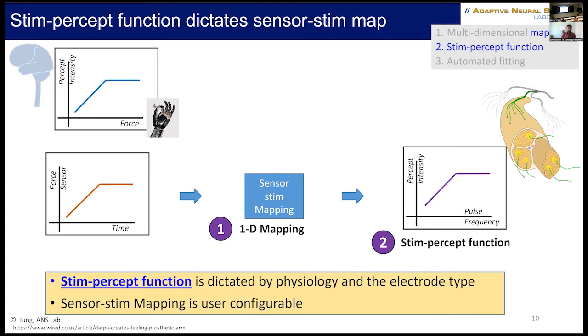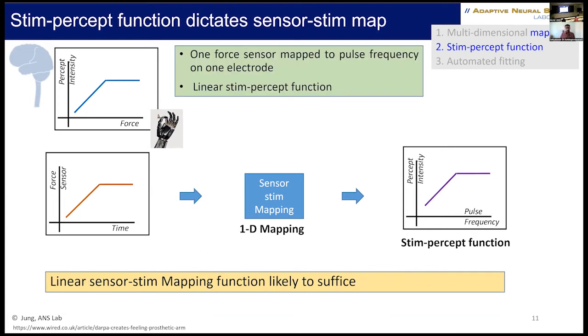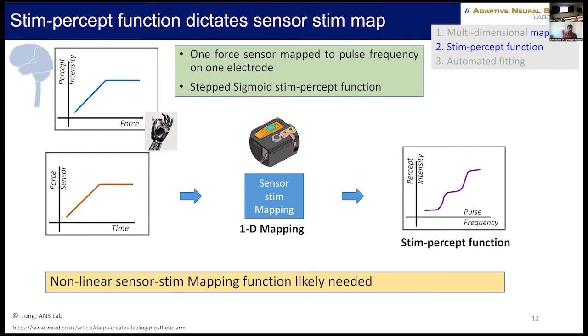it's a programmable processor outside. Now, in a simple case, when you have one sensor on the prosthesis, such as a force sensor, that is mapped to one stimulation parameter on one electrode, if the stim percept function is a linear function, then a linear sensor stim mapping function should be sufficient to elicit the desired percept intensity for a given force signal. On the other hand, if your stim percept function is a step sigmoid, then a linear function might not be optimal. You may need a nonlinear function for the sensor stim mapping to elicit the desired percept.